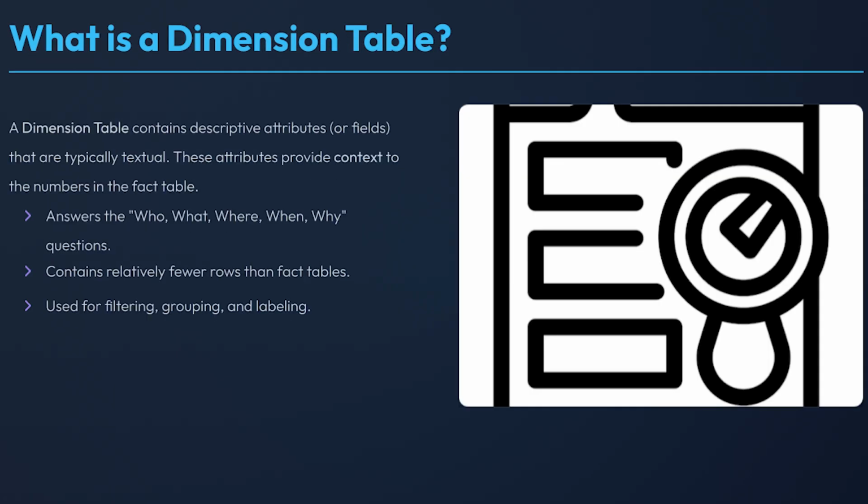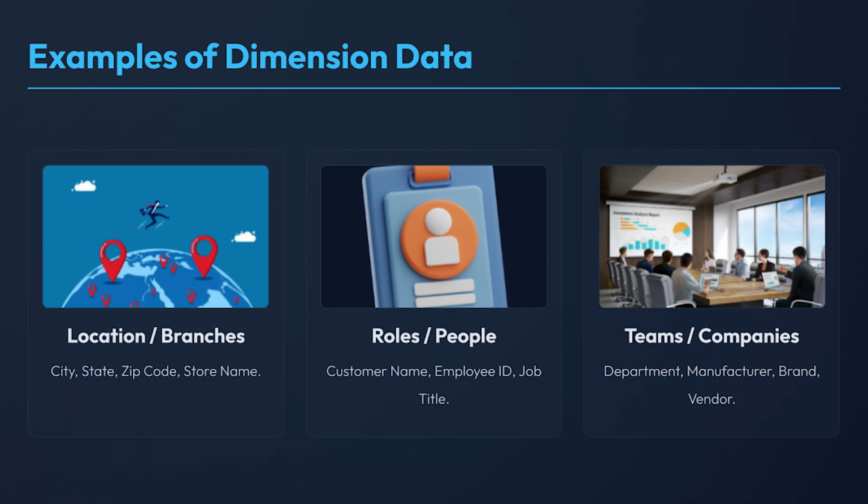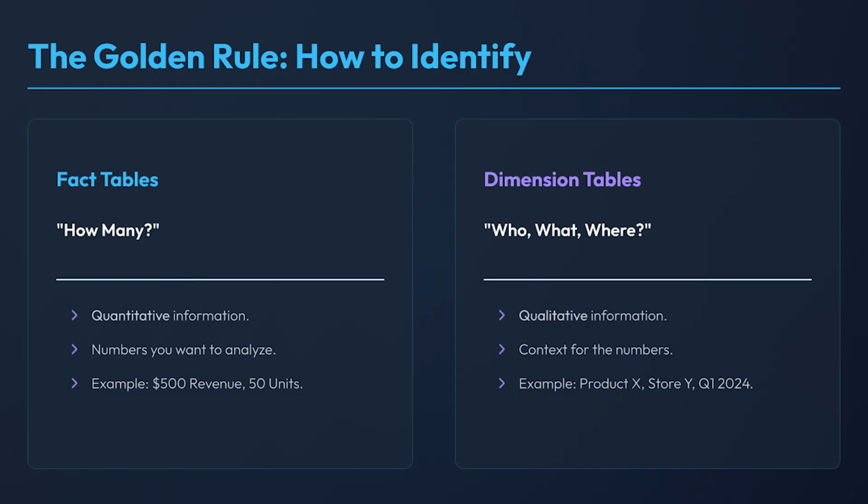And then the other one is going to be dimension tables. So dimension tables are going to store descriptive attributes about the facts. They provide context for slicing and filtering. Examples are going to be dates, branches, roles, companies, and teams. And then a shortcut to really determine if it's a fact versus if it's a dimension is, if you ask how many, how much, and when, it's going to be a fact. Whereas if you ask who, what, where, and which, it's going to be a dimension.